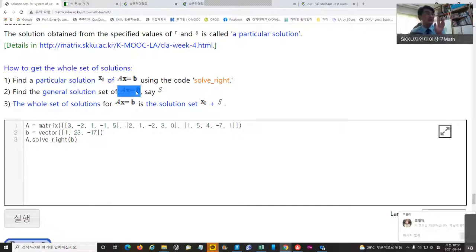Then you have to solve this homogeneous system AX = 0. This system of equations always has a solution, which is the zero vector. Because for any matrix A, if you multiply a zero vector, then AX = 0. It satisfies this homogeneous system of equations. It always has a solution.